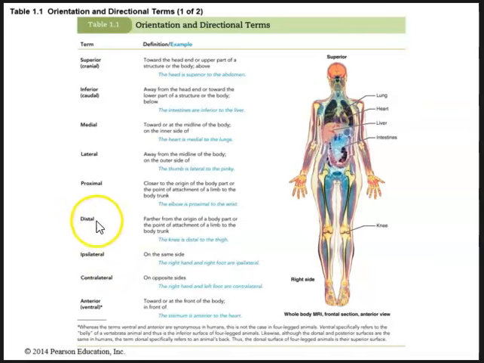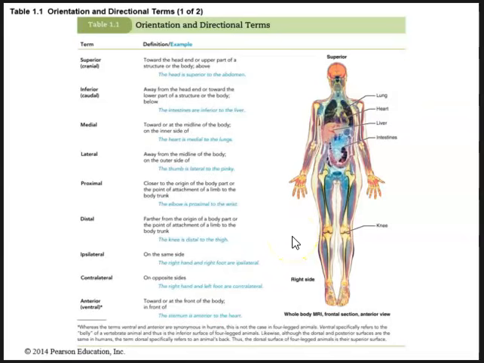So distal is the opposite of proximal, meaning farther from the origin of a body part or the point of attachment of a limb to the body trunk. Another example of this is the knee. The knee is more distal compared to the thigh. So we know that the lower limb attaches here at the hip. The knee would be more distal compared to the thigh right here.